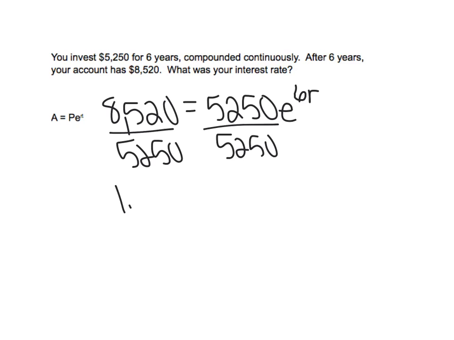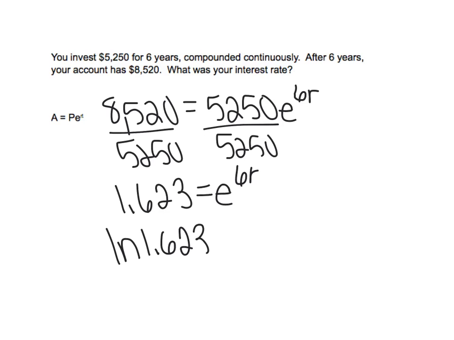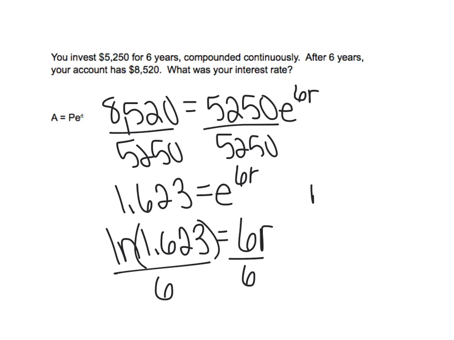And we end up at 1.623 equals e to the 6r. If the variable is in the exponent, we need to use natural log to get the variable out of the exponent. So we can take the natural log of 1.623 equals 6r. And again, we don't want 6r, we want r. So we divide both sides by 6. Again, in our calculators, making sure we close that 1.623 in parentheses, and we get that our rate is roughly 0.081 or 8.1%.